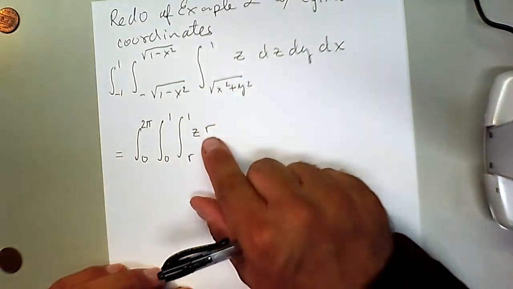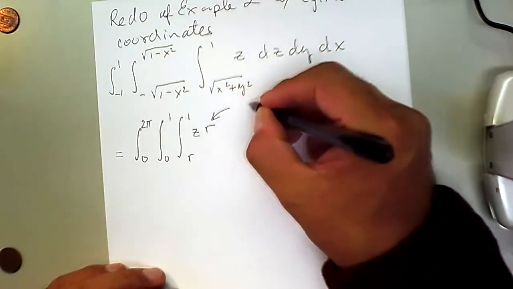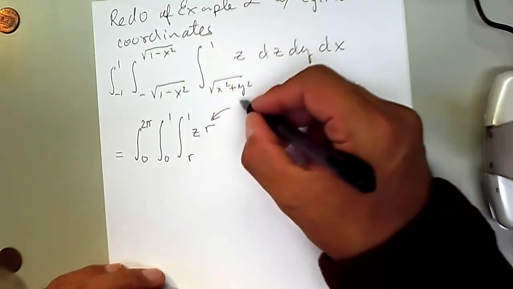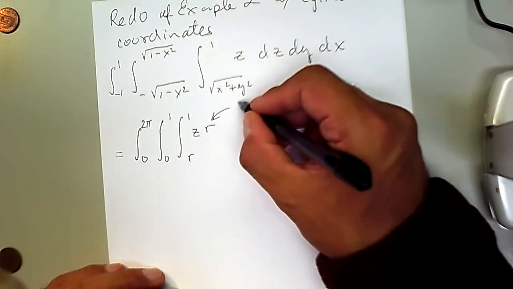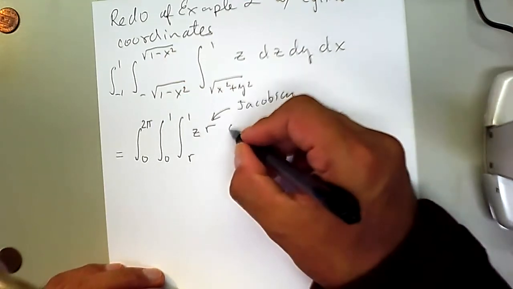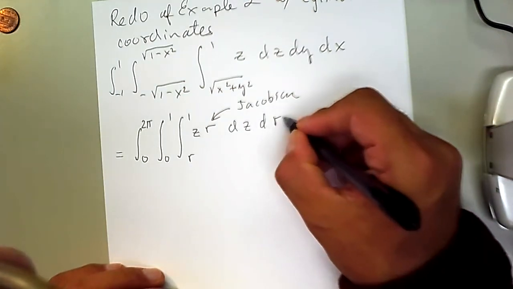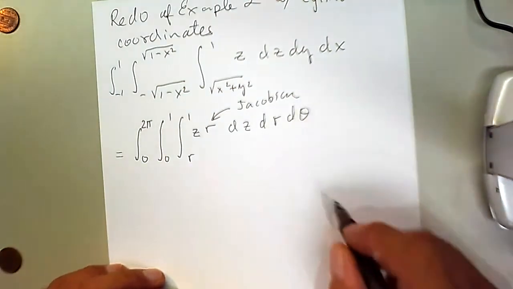So there's an extra r that pops up from changing the variables. So this is the Jacobian. And we're going to integrate with respect to z, with respect to r, and with respect to theta.